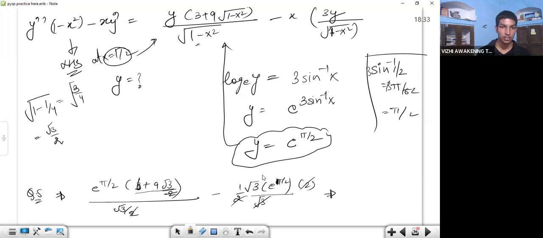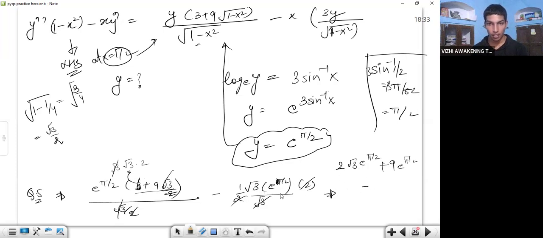So 2 cancels 2 here, and root 3 is divided by this. So we can write 6 as 3 into 2, 3 as root 3 into 2. So root 3 cancels this, root 3 cancels this. So it comes out to be 2 root 3 e raised to power pi by 2, plus 9 e raised to power pi by 2, minus. Have we done any mistake here? Minus root 3 cancelled. How did root 3 cancel?